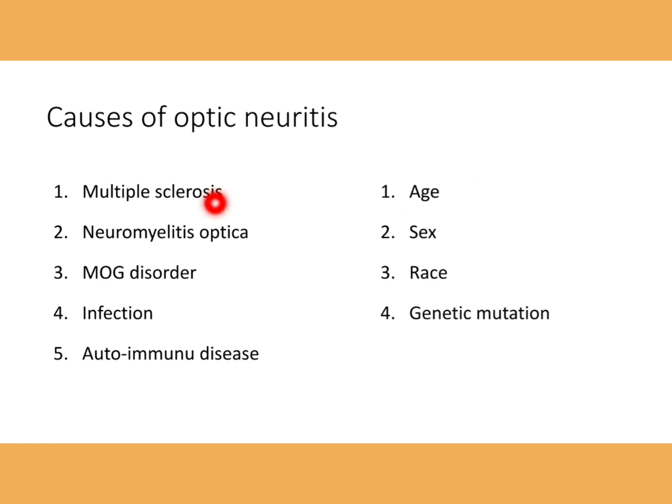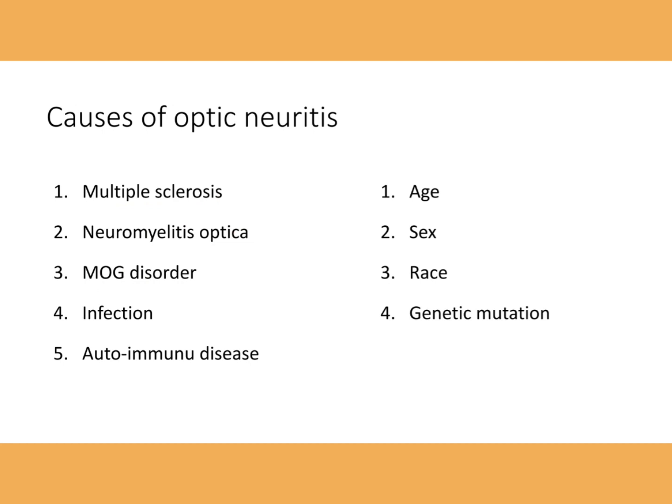If I talk about multiple sclerosis, it is inflammation of the brain and optic nerve both. Neuromyelitis optica and myelin oligodendrocyte glycoprotein disorder are more severe than multiple sclerosis. Neuromyelitis optica is inflammation of the optic nerve and spinal cord, and it is more severe than multiple sclerosis. Myelin oligodendrocyte glycoprotein disorder is inflammation of the optic disc, spinal cord, and brain neurons. So this is also quite severe.